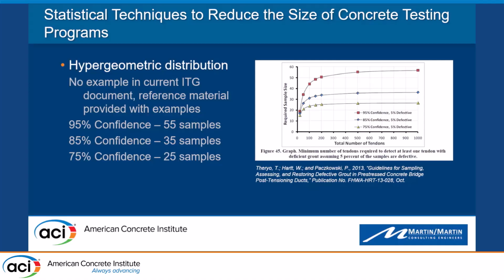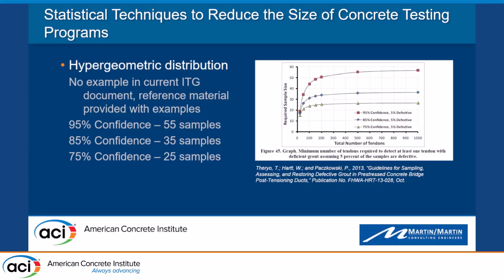So the example in this FHWA document was really similar. It was for multi-strand tendon and grouted ducts. It was looking for, across 1,000 samples, where am I going to find defective grout? And the answer was 0 or 1. It was defective grout or it was not defective. And so it laid out the math for that and several examples.